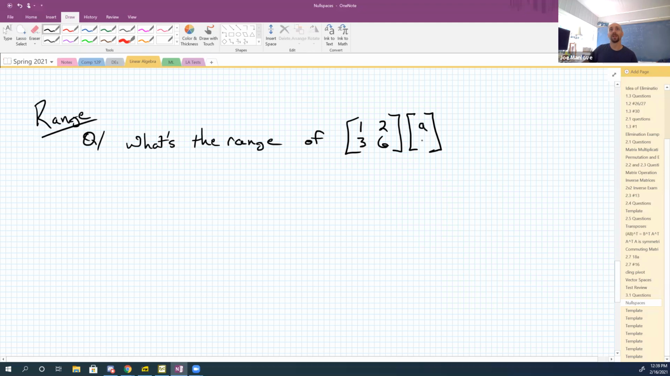So I'm going to apply this to a vector (A, B). I know that feels a little weird. I'm just throwing scalars in here. You'll see why in a sec.